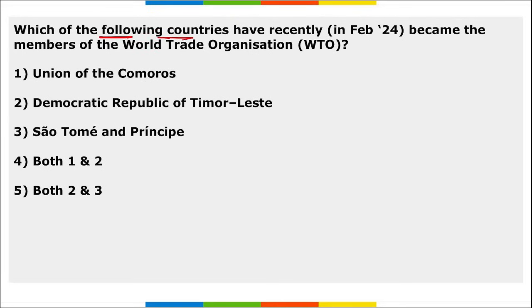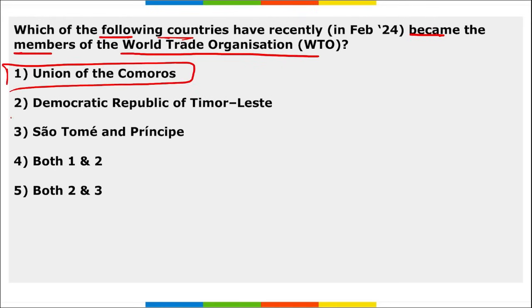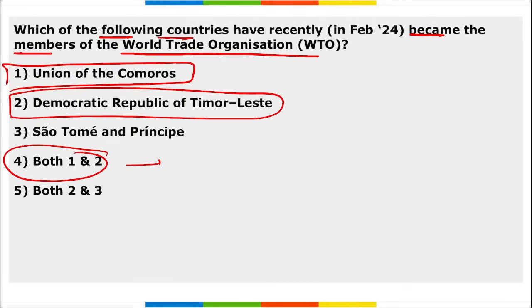Next, which of the following countries have recently become members of the World Trade Organization, WTO? That is the Union of Comoros and the Democratic Republic of Timor-Leste. These two countries have recently become members of the World Trade Organization, right? And the signing ceremony for these countries was held during the World Trade Organization's 13th Ministerial Conference that was held in Abu Dhabi, UAE.